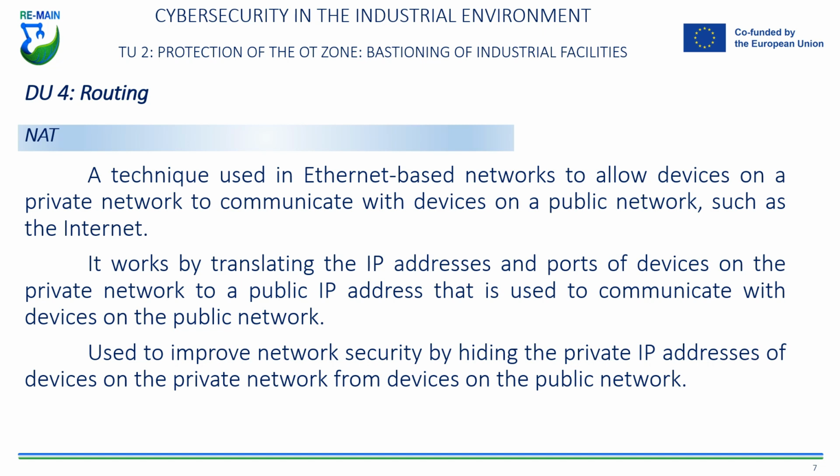There are different types of NAT, which are differentiated by the way IP addresses are assigned. For example, static IP address NAT, where a fixed public IP address is used for all devices on the private network, and dynamic IP address NAT, where a temporary public IP address is used for each device on the private network. NAT can also be used to improve network security by hiding the private IP addresses of devices on the private network from devices on the public network. This makes it difficult for external attackers to discover and attack devices on the private network.